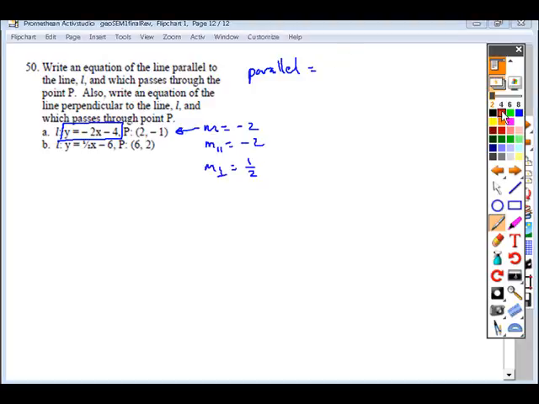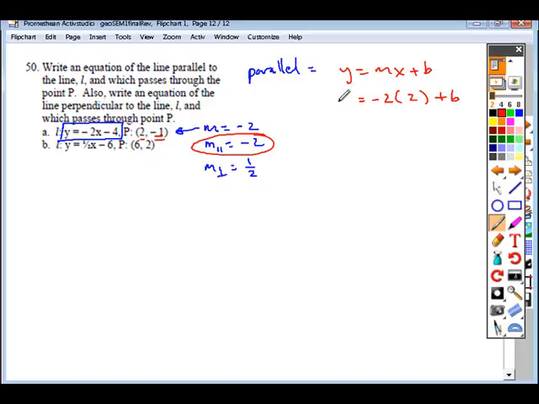So for our parallel line, we take our equation y equals mx plus b. We have our slope for that of negative 2. And we want to find what our corresponding y-intercept is. Well, we have the known point, an x-coordinate of 2, and a y-coordinate of negative 1. So we can substitute those in for the x and the y of our slope-intercept equation, and then we solve. So perform the math on this.